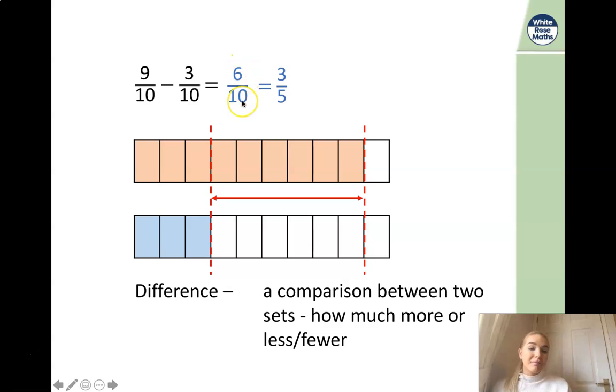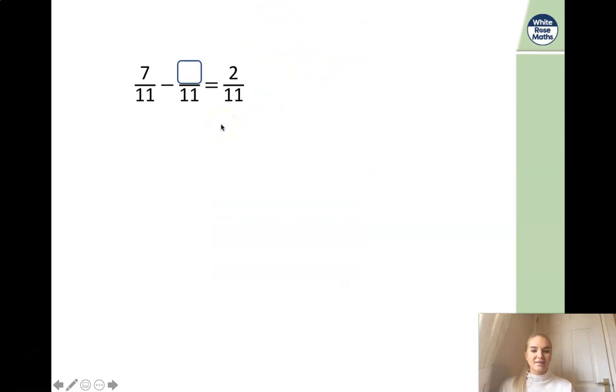Both of these numbers can be divided by 2. What is 10 divided by 2, year 4? 5, well done. And what is 6 divided by 2? 3. So we've made the fraction 3/5. Fantastic. What I would like you to do is try and find the missing number. Can you pause the video, find the missing number to this question, please?